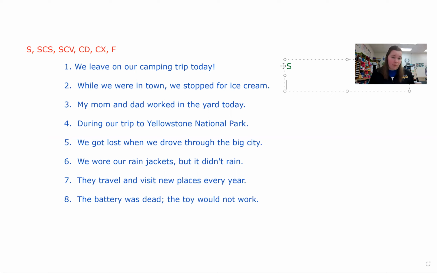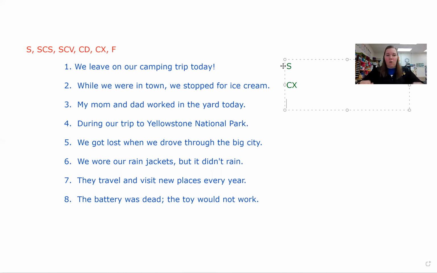This is not a simple sentence. There are not 2 subjects or 2 verbs. So this is either a compound sentence or a complex sentence. While we were in town, we stopped for ice cream. There is a connecting word. There's a conjunction. That word is while. So this is a complex sentence. CX is how we label complex.